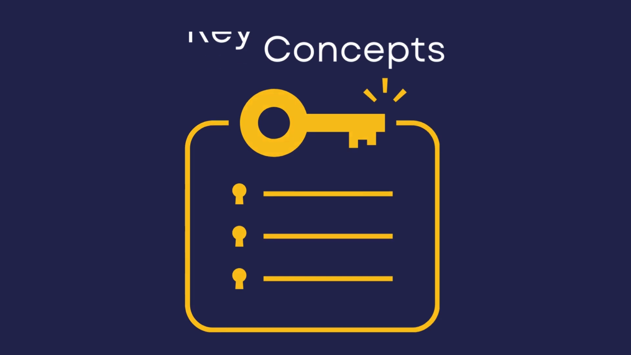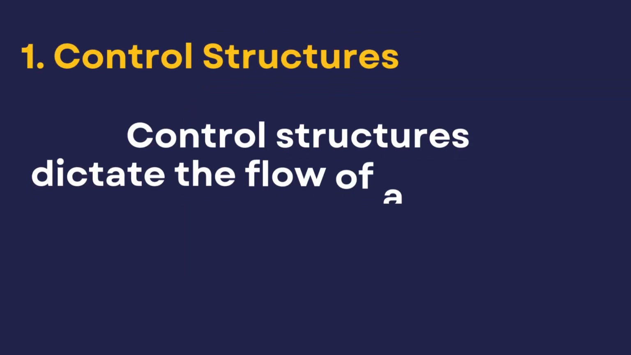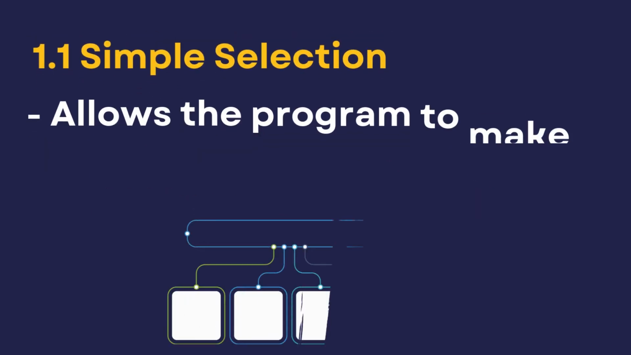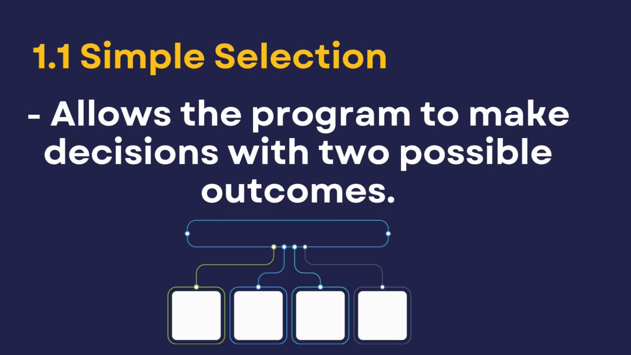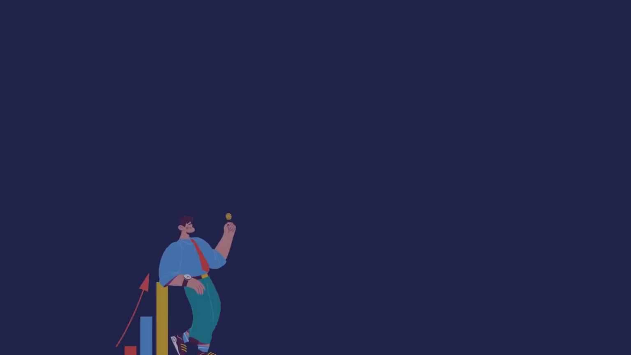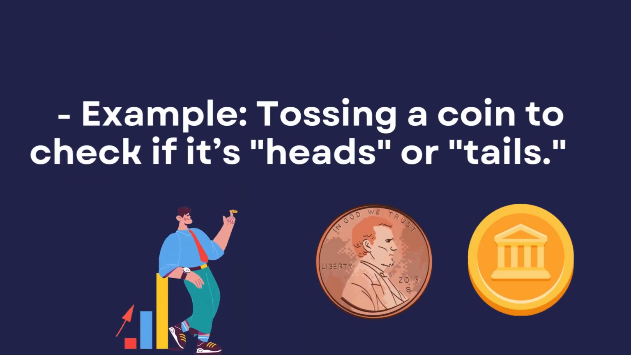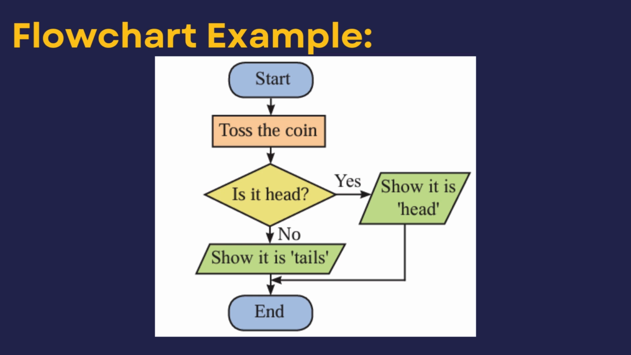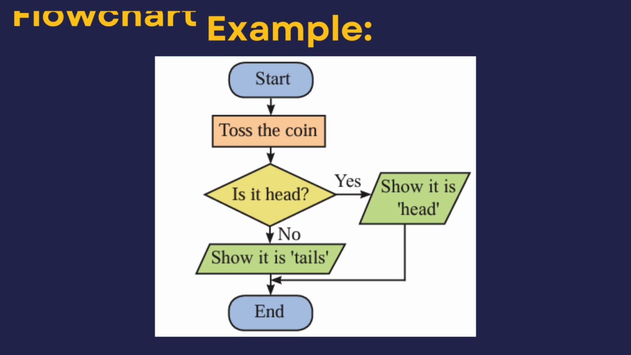Key concepts. 1. Control structures. Control structures dictate the flow of a program based on conditions or repetitions. One, simple selection, allows the program to make decisions with two possible outcomes. Example, tossing a coin to check if it's heads or tails. Flowchart example: start, toss coin. If head, show heads, otherwise show tails, end.